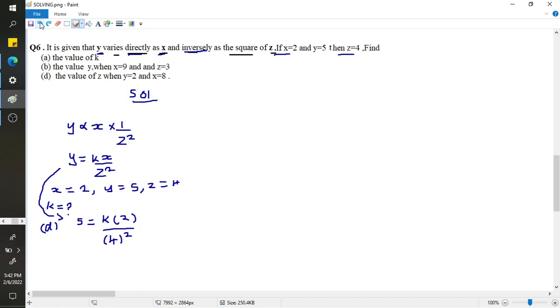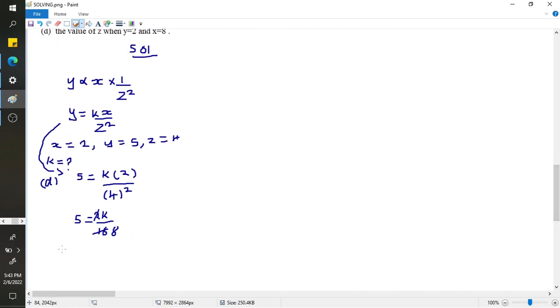Let me just go step by step. So we have 5 here, which is equal to, so look at this, 2k over 16. Now we can divide. 2 can go into 16 8 times, right? So if we do that, this means the value of k now is equal to 5 times 8, which is giving us nothing but 40.